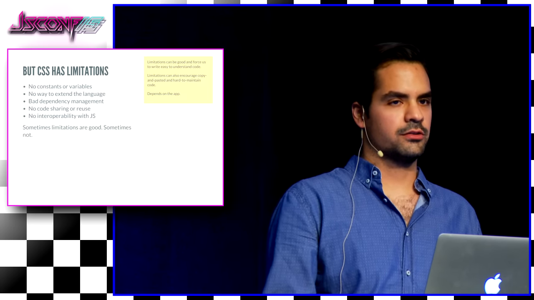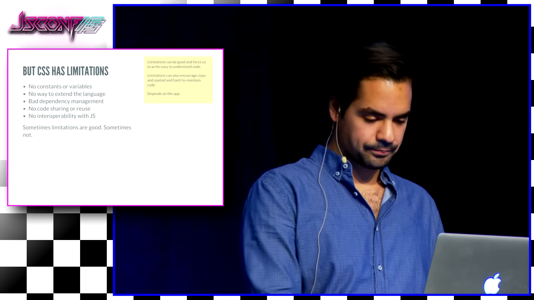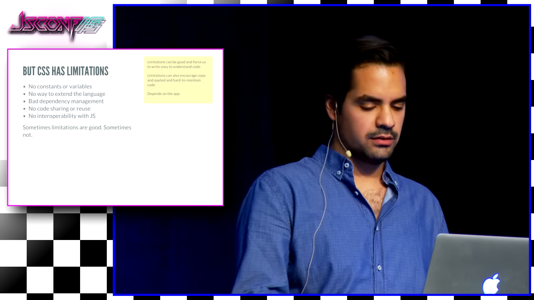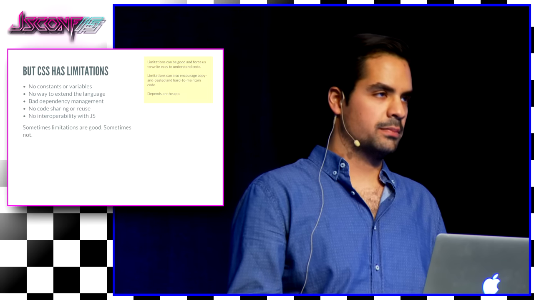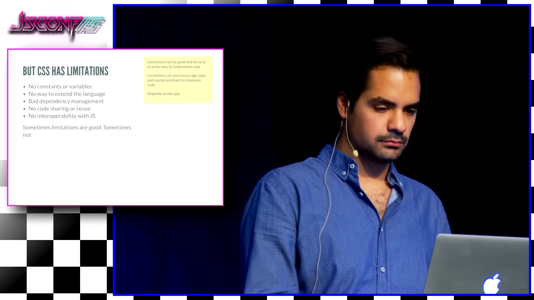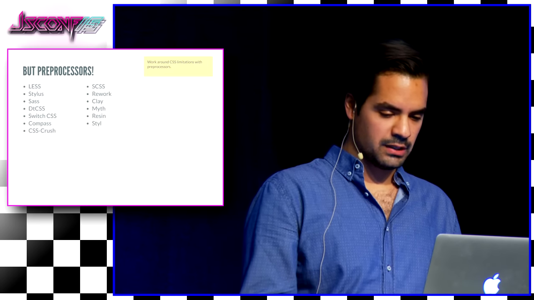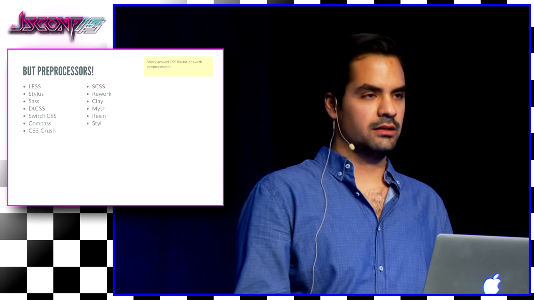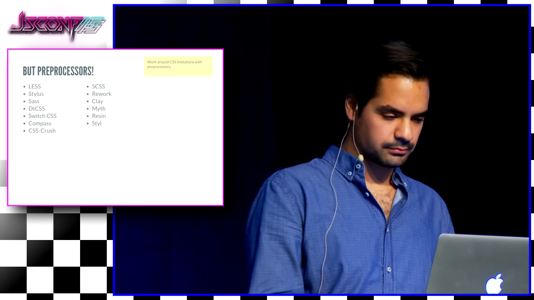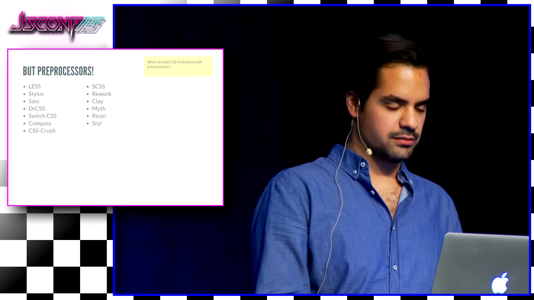Sometimes these limitations are good. They force us to write easy-to-understand code, but sometimes, especially in large-scale apps, these limitations often lead to copy and pasted code and stuff that's hard to maintain. But we've been able to work around these issues by creating new languages we call CSS preprocessors. We've been able to work around some of these issues, at least.